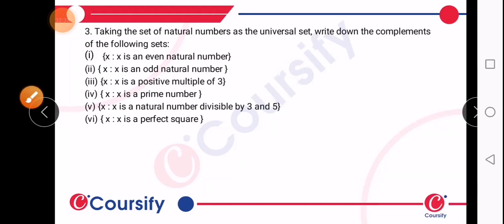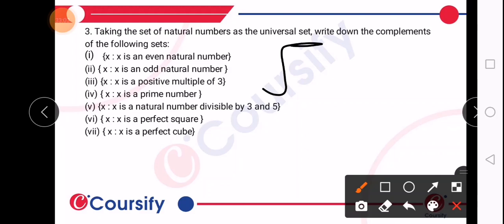Let's take a look at this next question. If the given set is a perfect cube, then the complement of such a set would be an imperfect cube. That is, for example, we know that the cube root of 8 is none other than 2.